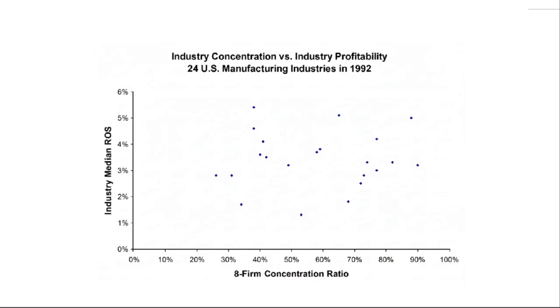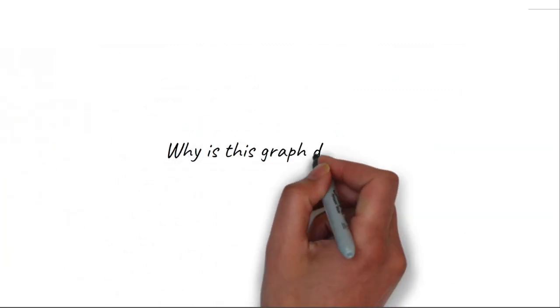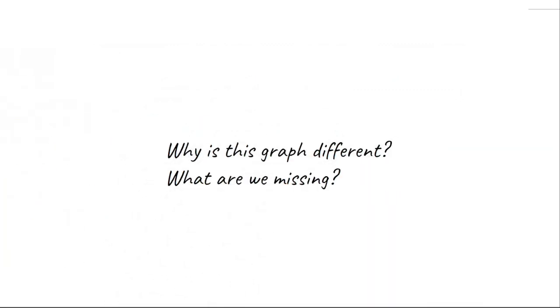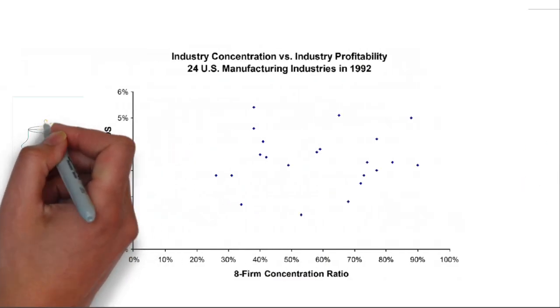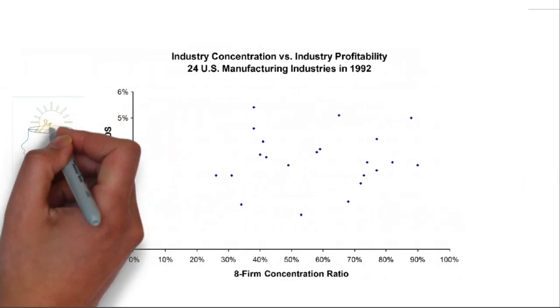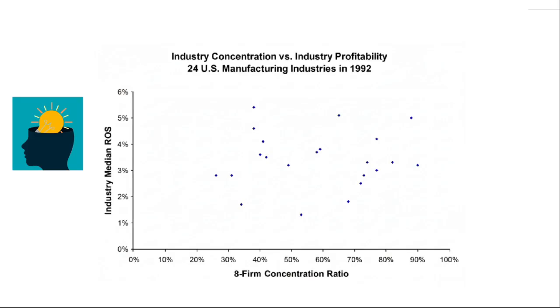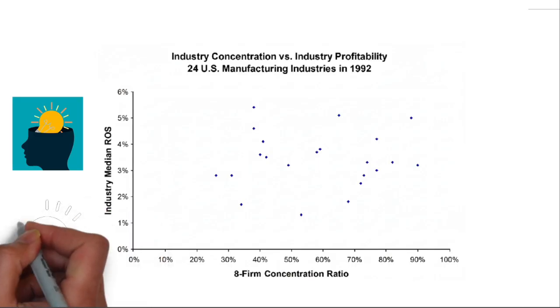So, what we see in this graph is certainly not what we expected to see. It's not the tightly focused upward sloping scatterplot pattern of points that we said we would expect to see if industry concentration were the only factor affecting profitability. And so we can ask, why is this graph different? What are we missing? And I'd like you to think about that. Why are we not seeing the pattern that we would have expected to see if industry concentration were the only factor? Well, let me give you a few hints.